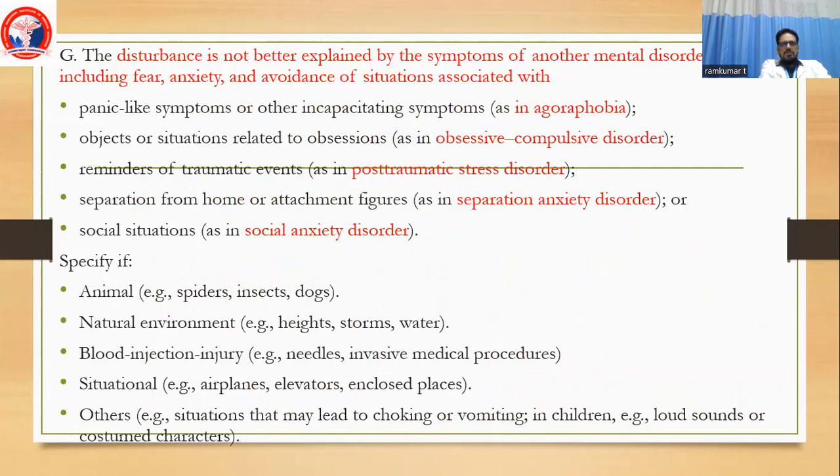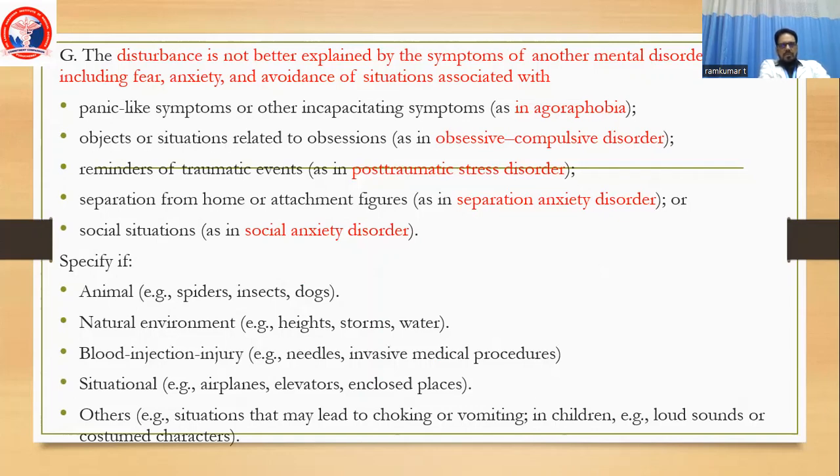G. The disturbance is not better explained by the symptoms of another mental disorder, including fear, anxiety, and avoidance of situations associated with panic-like symptoms or other incapacitating symptoms, as in agoraphobia; objects or situations related to obsession, as in obsessive compulsive disorder; separation from home or attachment figures; or social situations, as in social anxiety disorder.